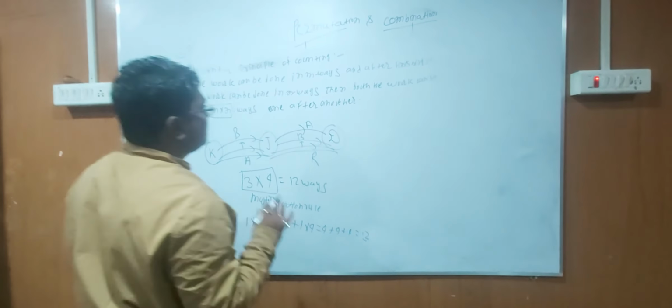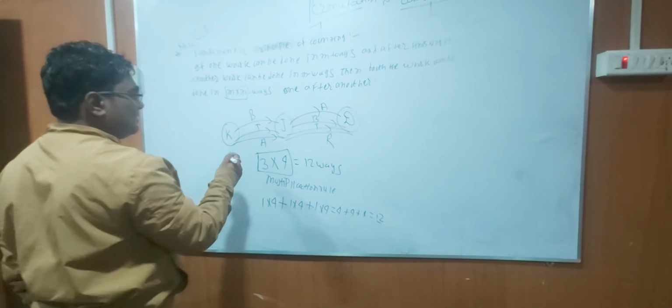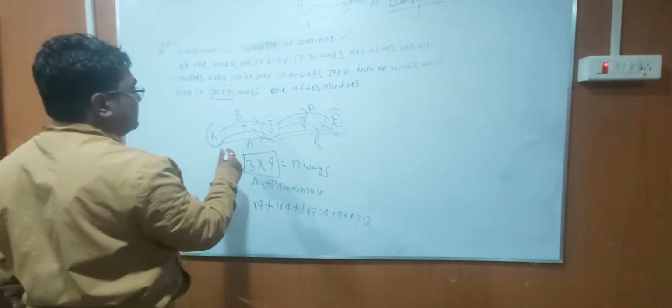We move forward to take a question. In this there are three ways from Kota to Jaipur and 4 ways from, or we take another question from my notebook.